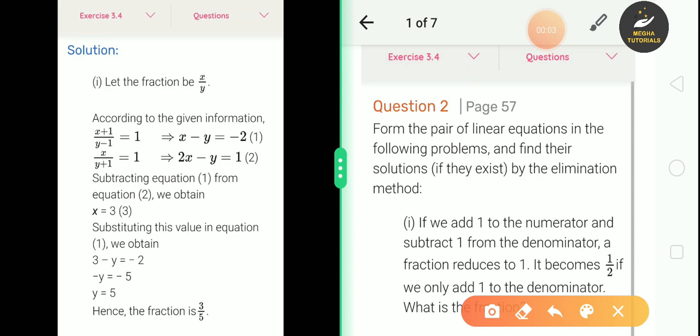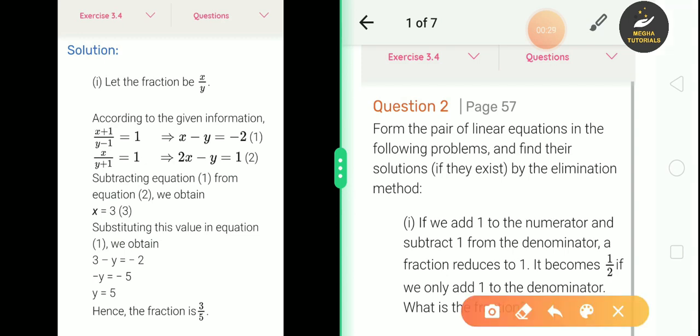Question 2. Form the pair of linear equations in the following problems and find their solutions by the elimination method. First question. If we add 1 to the numerator and subtract 1 from the denominator, a fraction reduces to 1. It becomes 1 upon 2 if we only add 1 to the denominator. So what is the fraction? Please see the solution on the left hand side.